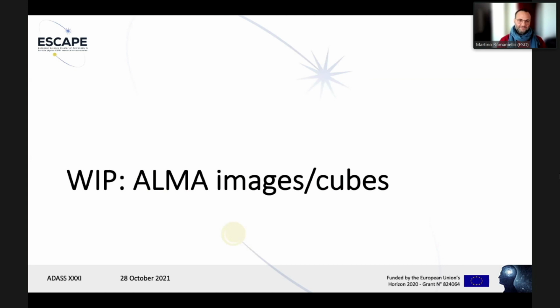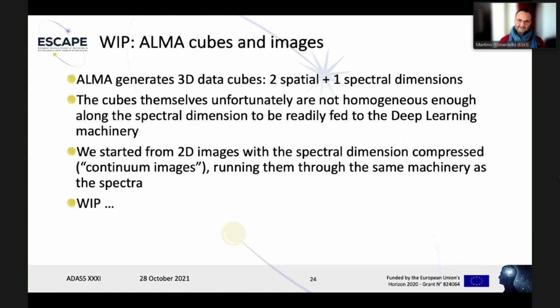Last couple of things, ALMA, we've moved to the next data type. ALMA is an array, a radio telescope, millimeter and sub-millimeter, and it generates 3D data cubes, 2 spatial dimensions and 1 spectral dimension. What we want to do is to analyze the cubes as they are, 3D. But as a first step, they're not homogeneous enough to expose them to the machinery directly. So we started with 2D images, collapsing the spectral dimension. And we're running them through the same machinery as the spectra, and this is a work in progress.